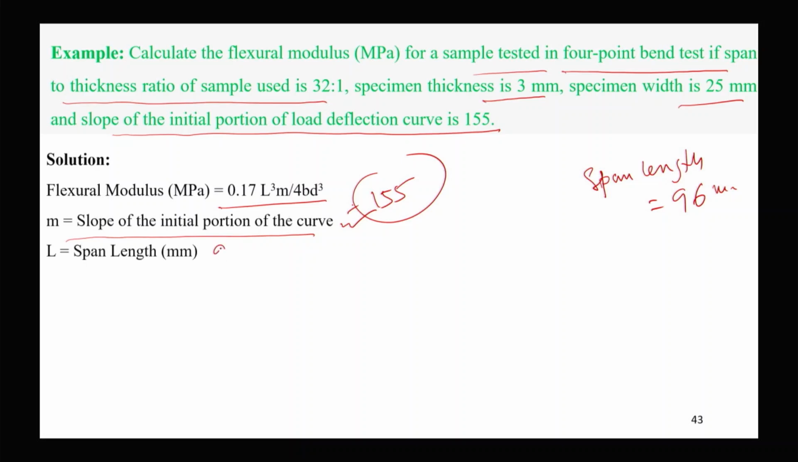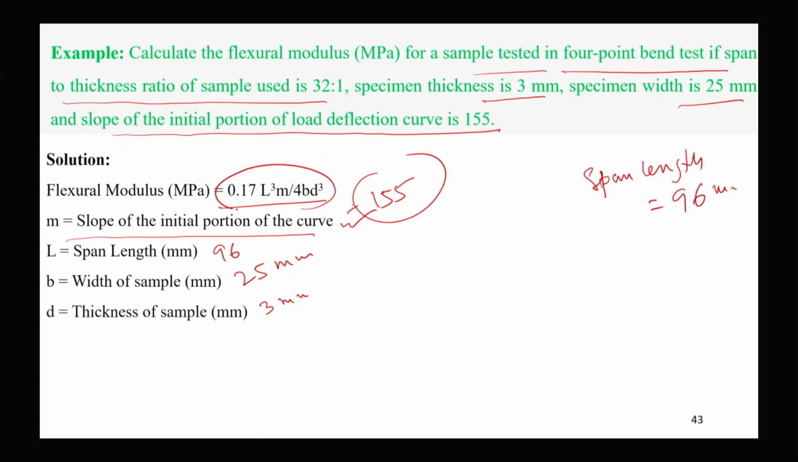Span length is 96 mm. Width of the specimen, 25 mm, is given. Thickness is given, 3 mm. This flexural modulus relationship is for 4-point bending. For 3-point bending, we will have a different relationship. And the flexural stress is given here.